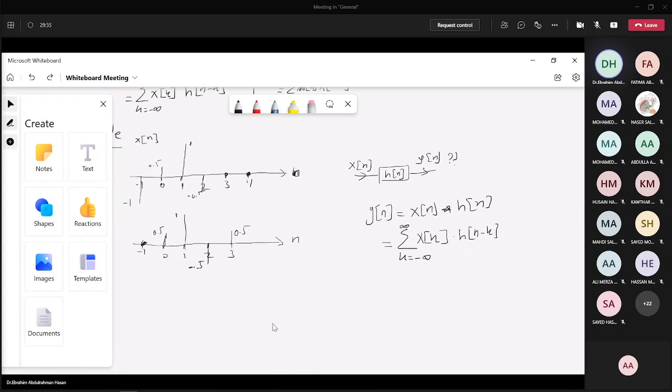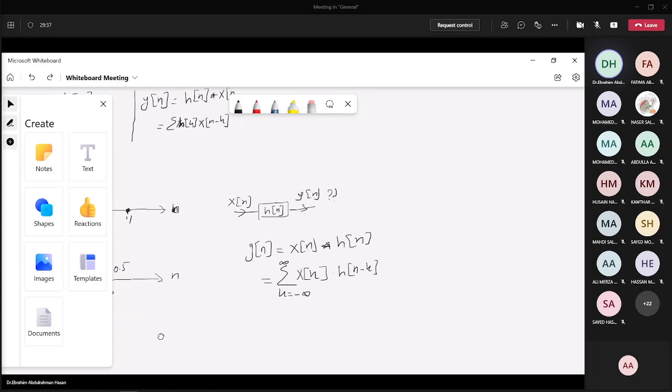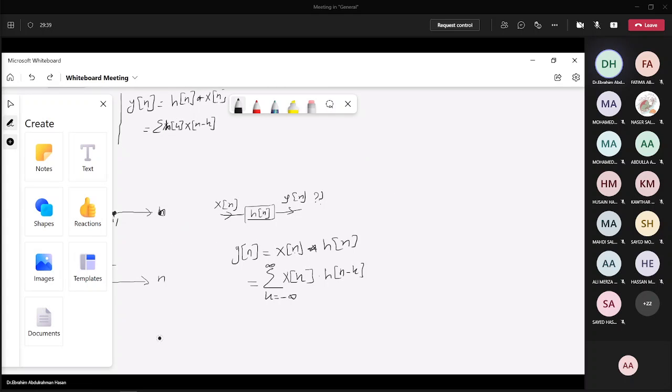Notice one thing I said, and I repeat: y of n equal to x of n convolved with h of n. It is convolution, not multiplication.